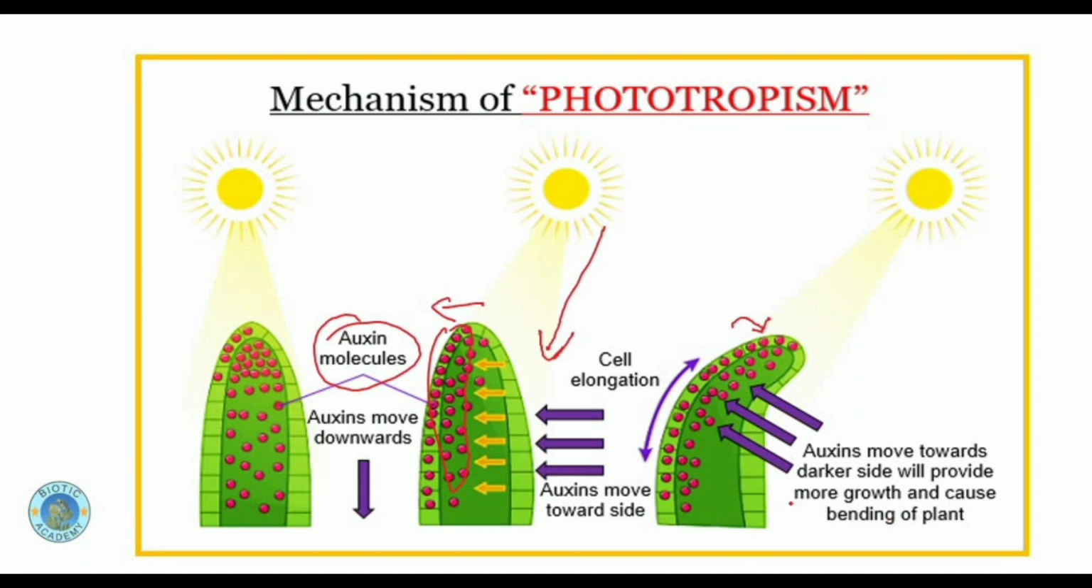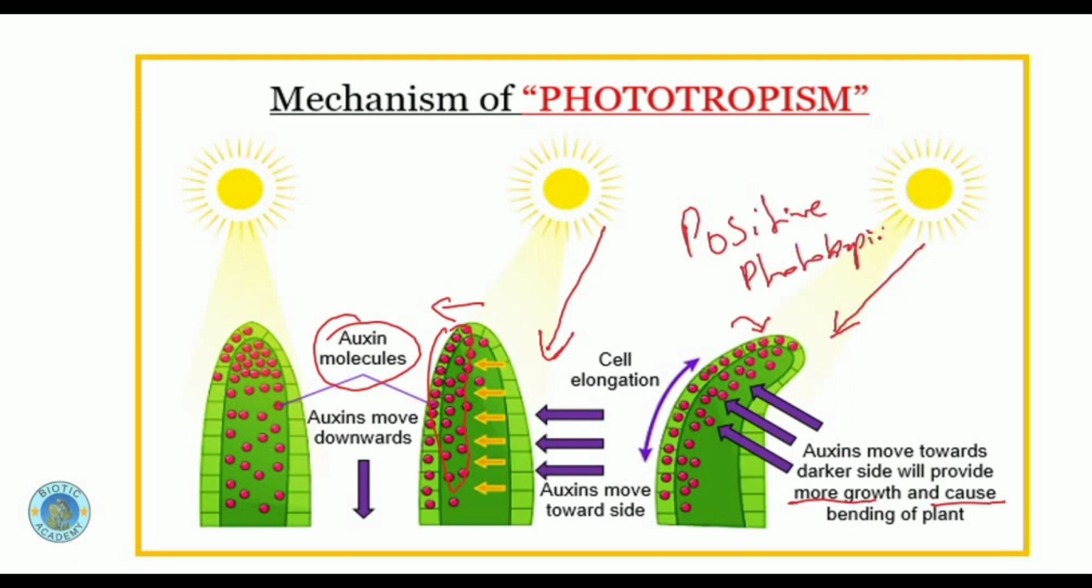So this is how more growth of the cells because of the activity of the auxin hormone will cause the plant shoot to move towards the source of light. So here this is the mechanism by which the plant shows its growth towards the source of light and shows positive phototropism.